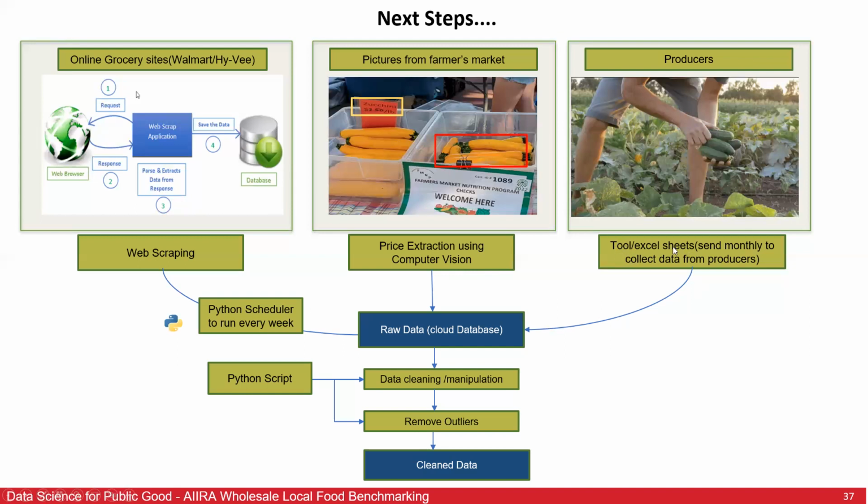And then in terms of producers, we'll continue reaching out to them, cold calling, email, and then provide them with a tool that they can enter this product information into and send back to us on a monthly basis. Then we will put all this into a database where we can write scripts to clean and extract the data we need, and then do further analysis on it.